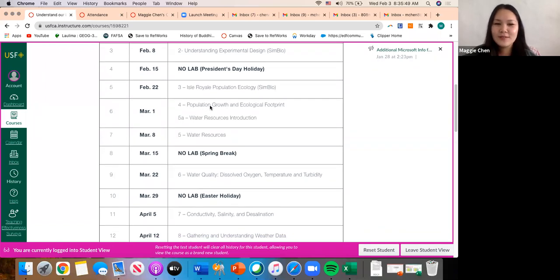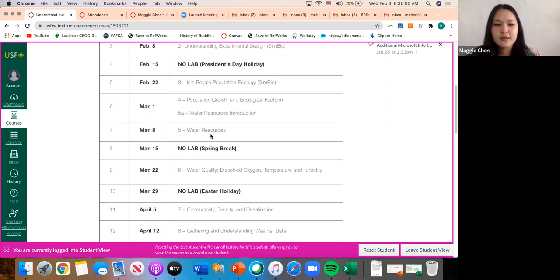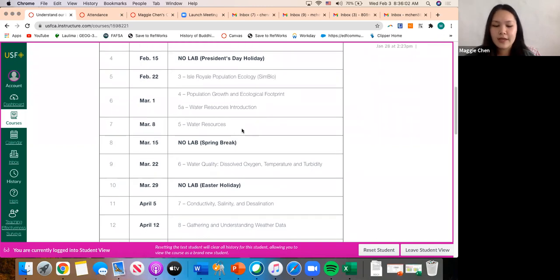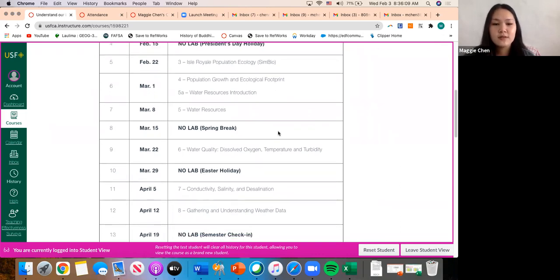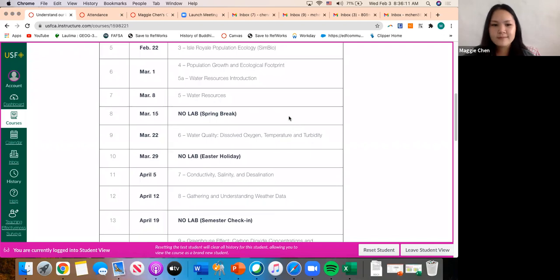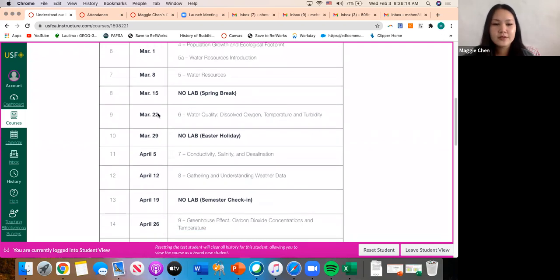And then a little bit of an intro to water resources, looking at the amount of water that we take up, which is going to lead into lab 5 on the week of March 8th, where we're calculating the amount of water that we take up and doing a little bit of calculations. In the week of March 15th, there's no lab because that's spring break. The week of March 22, we're going over lab 6, water quality, dissolved oxygen, temperature, turbidity, looking more at water.